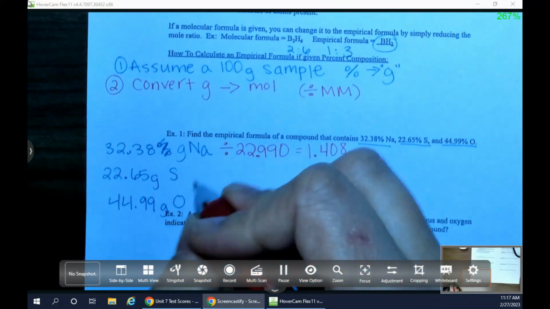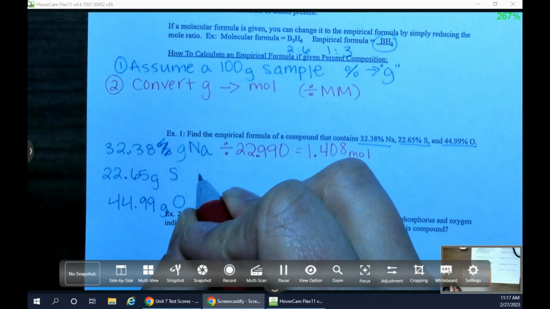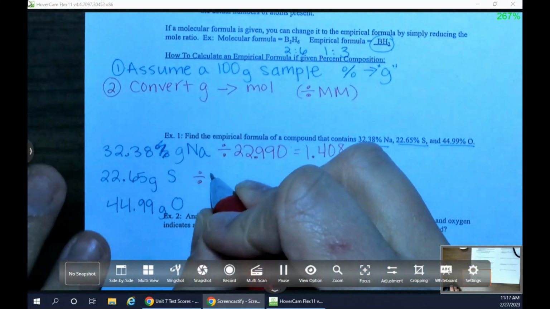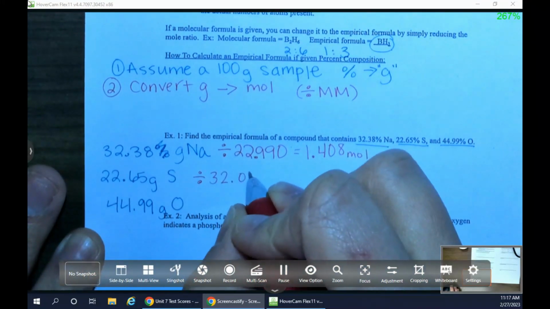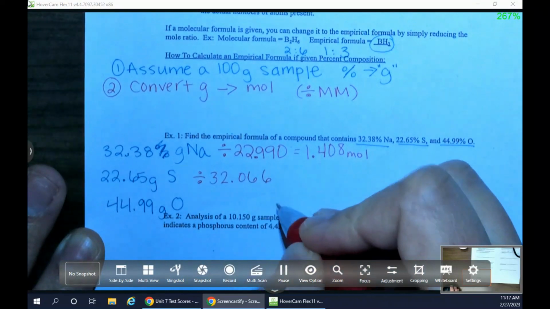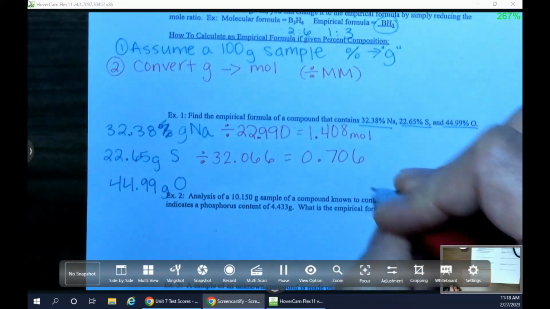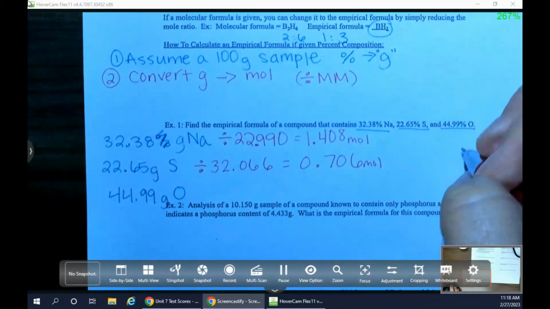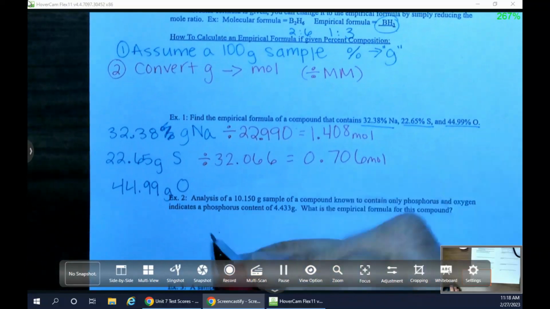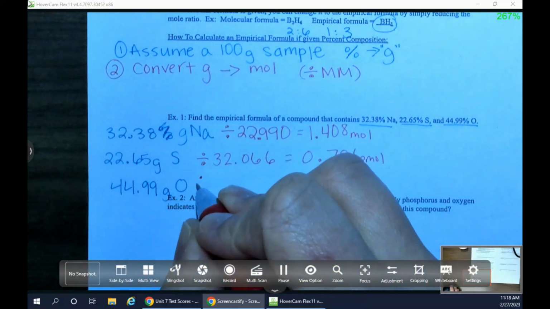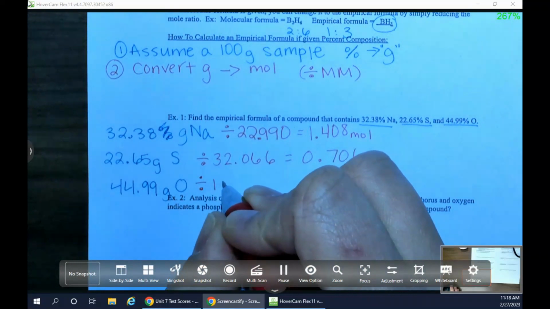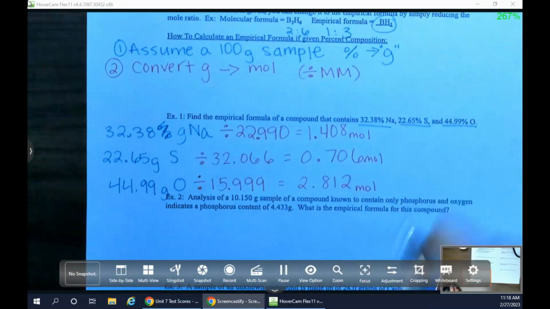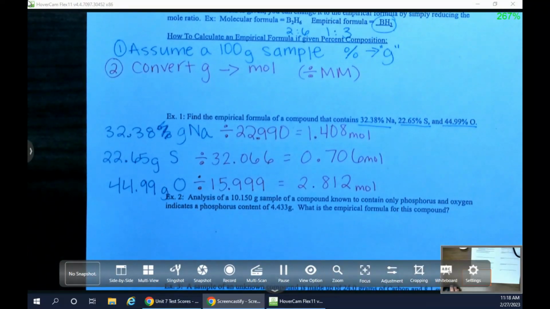Okay, all right, let's do the rest for these. So if I have 22.65 grams of sulfur, what number am I going to divide by? Perfect. 32.06. Is that what you guys got? Yeah? Okay, cool. So the last one is our oxygen. We're going to take our oxygen and divide that by its molar mass, which is 15.999. All right, cool. So we knocked out step number 2, convert grams to moles.